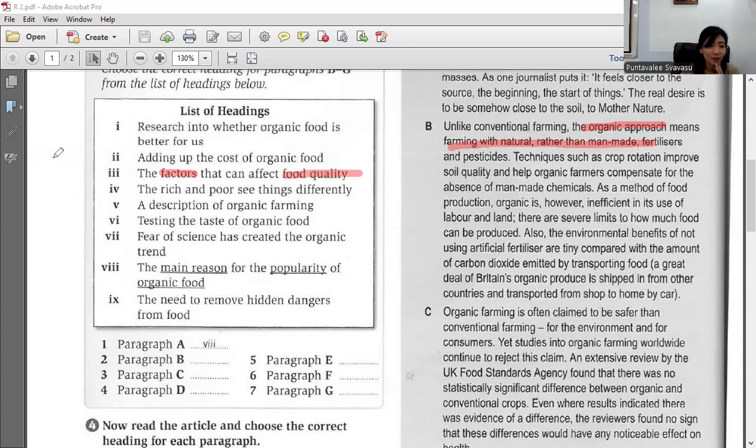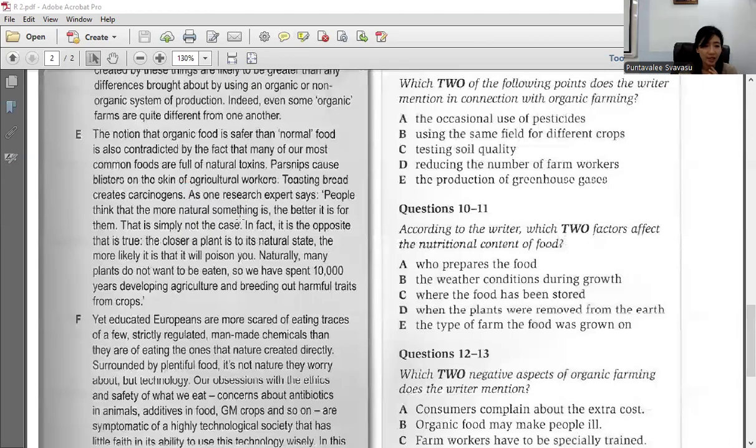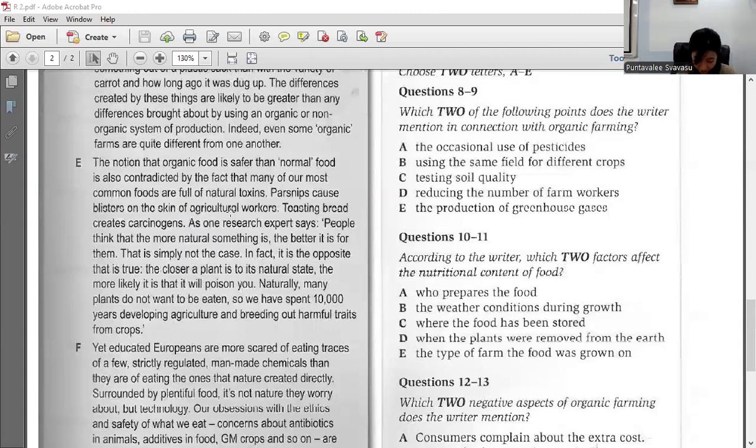Okay, so let's move on to the rest. I'm just going to show the answer for paragraphs E and F. The main idea that I've got from paragraph E would be this part: the fact that many of our most common foods are full of natural toxins. So this is for E, and then for F, I would say this one, scare of trace of food here. So this paragraph.